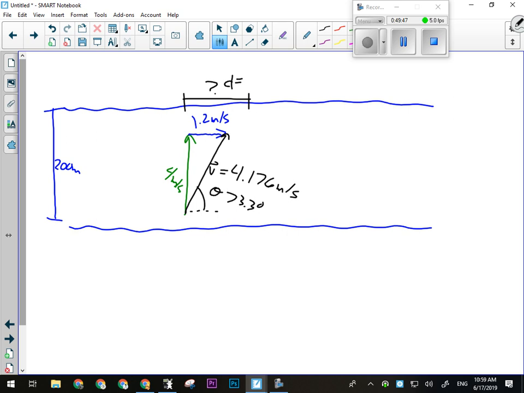So T equals D over V. So 200 over 4 is 50 seconds. All right, so it takes 50 seconds to get across the stream. Now that I know that, D equals V times T. So 50 times 1.2 is what, 60? Yeah, so you're going to wind up 60 meters downstream.